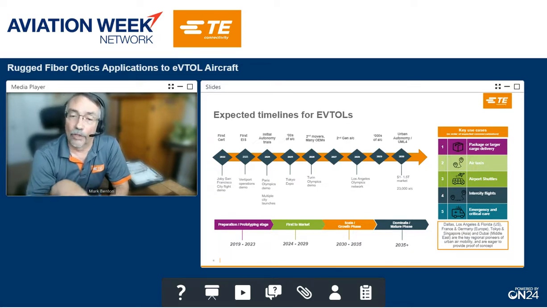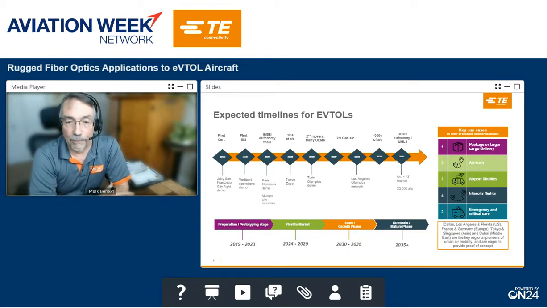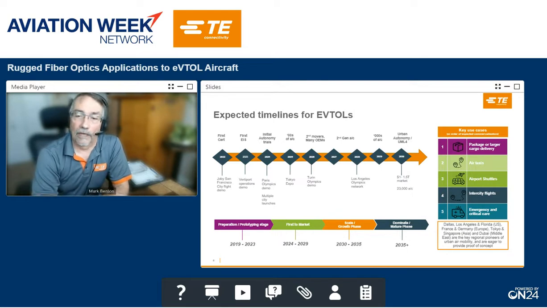And there are a lot of locations in the United States and in Europe and in Asia and the Middle East that are regional areas trying to be the pioneers for these systems, because, as I mentioned earlier, you have to have the infrastructure in place to do all the ground support and recharging and traffic management for this to be successful.